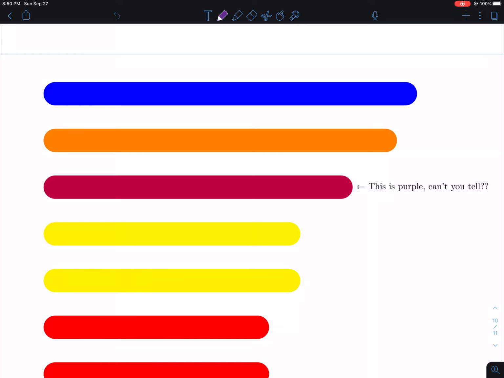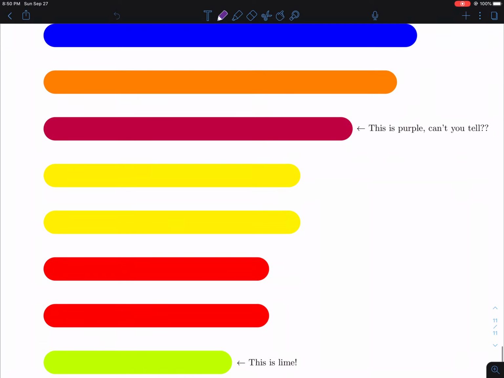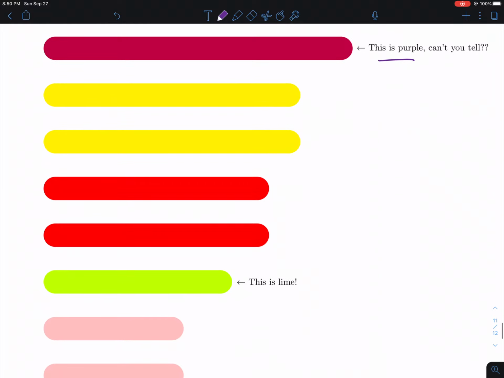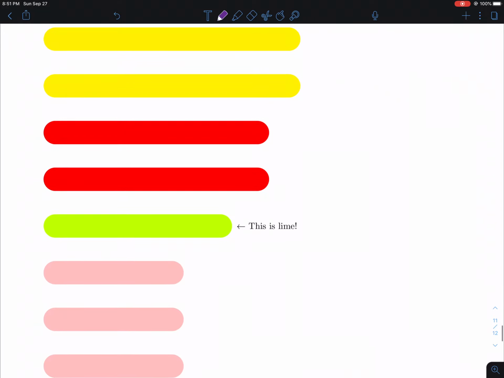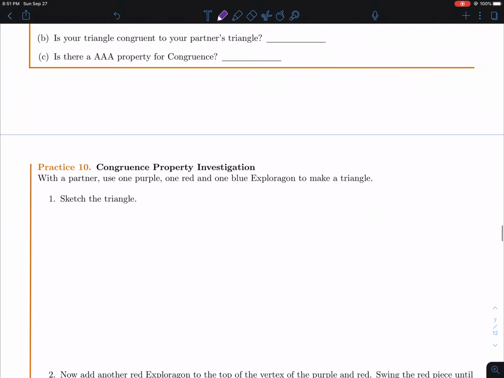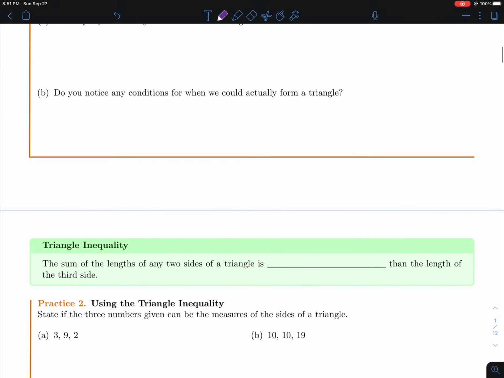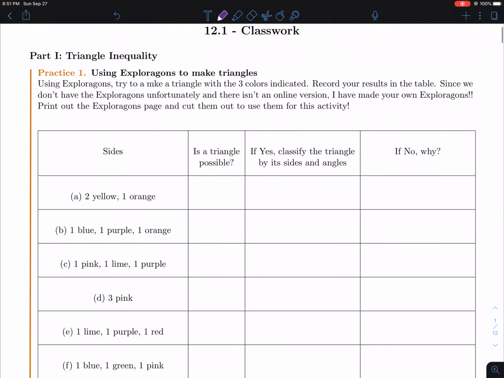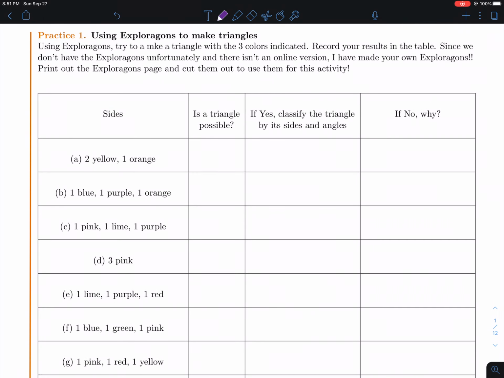You can see we've got a blue and orange. This is supposed to be purple. I'm not really sure why my computer shows this as purple, but that is purple, which is why I wrote it that way. Then we've got yellows, reds, lime, three pinks, and two greens. What I'll do is describe a situation: take two yellows and one orange and try to see if you can make a triangle out of them.